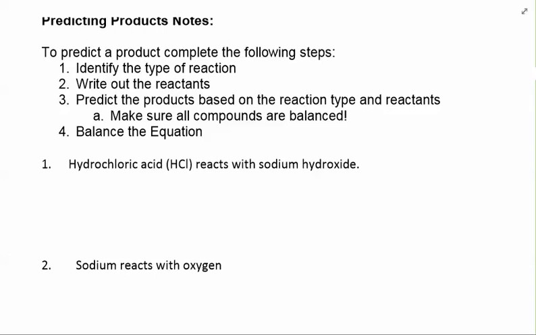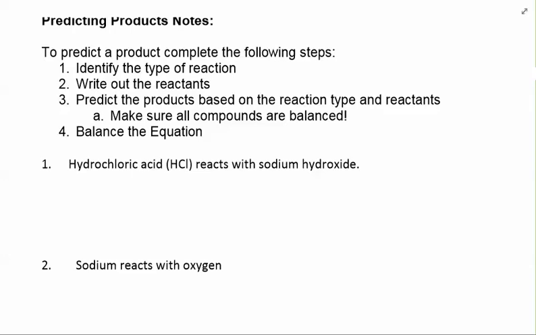So what we're going to do is first identify the type of reaction. Then we're going to write out our reactants and predict our products based upon our knowledge of the reaction type and the reactants. So just like when we're writing out the reaction from a sentence, we want to make sure all our compounds are balanced, and then we're going to balance the overall equation. So you're balancing two separate things: the compounds as well as the entire equation.